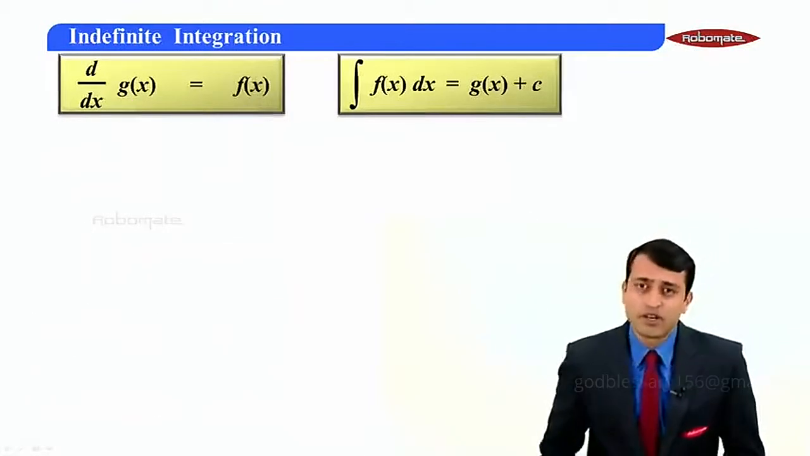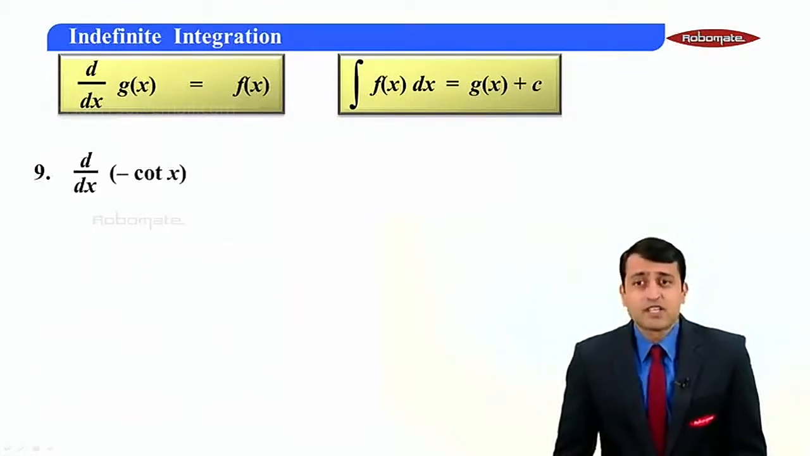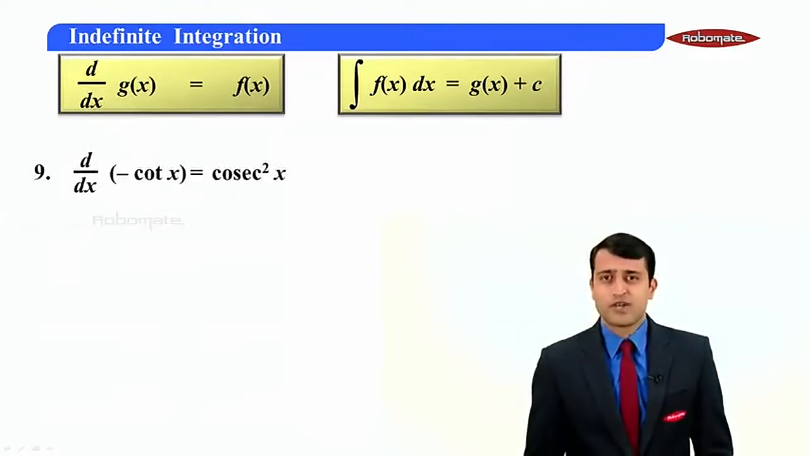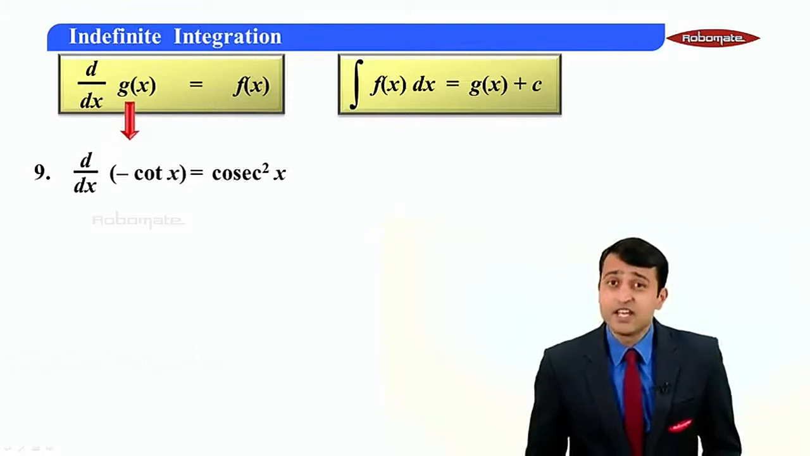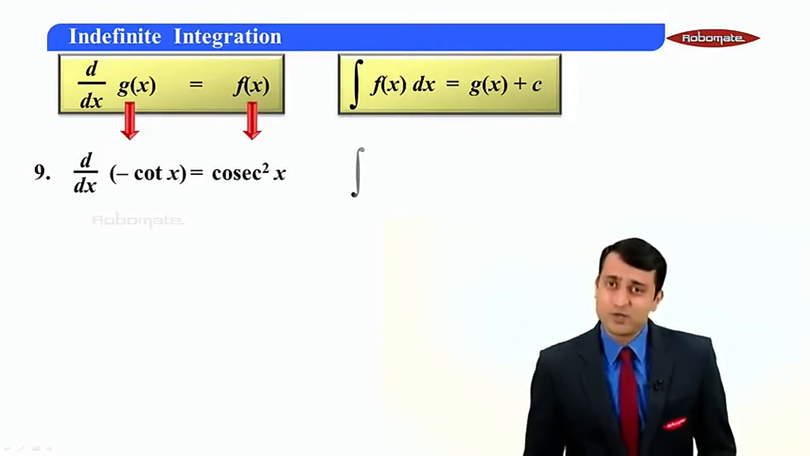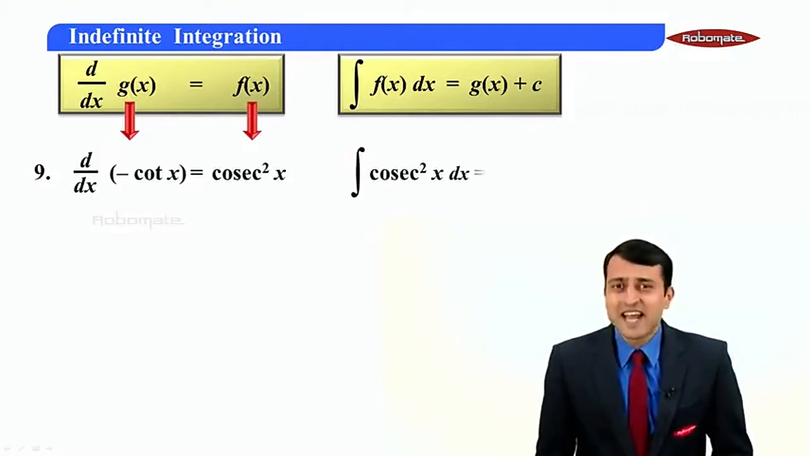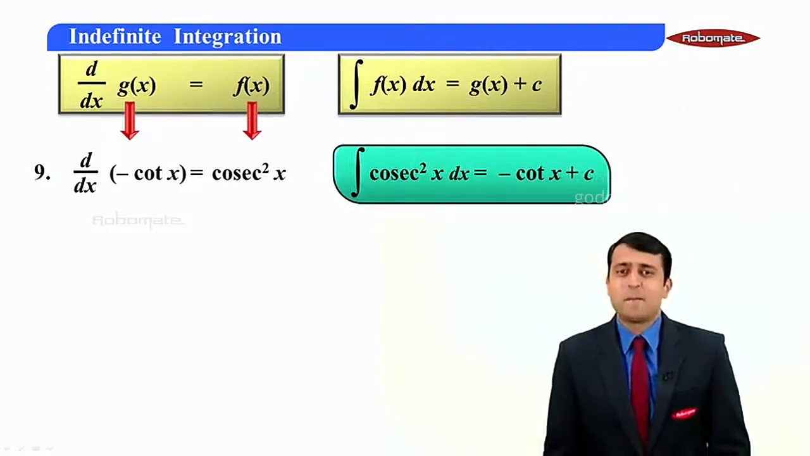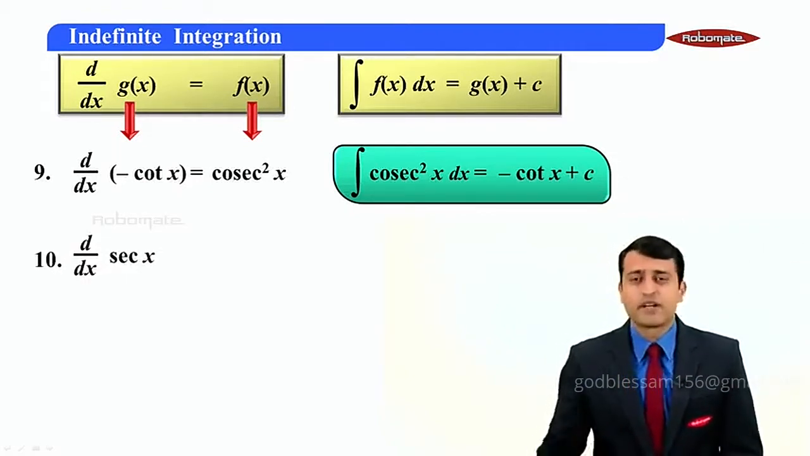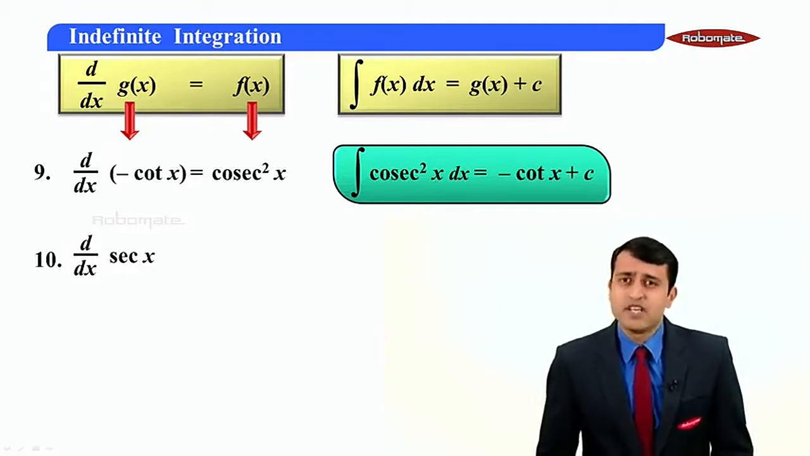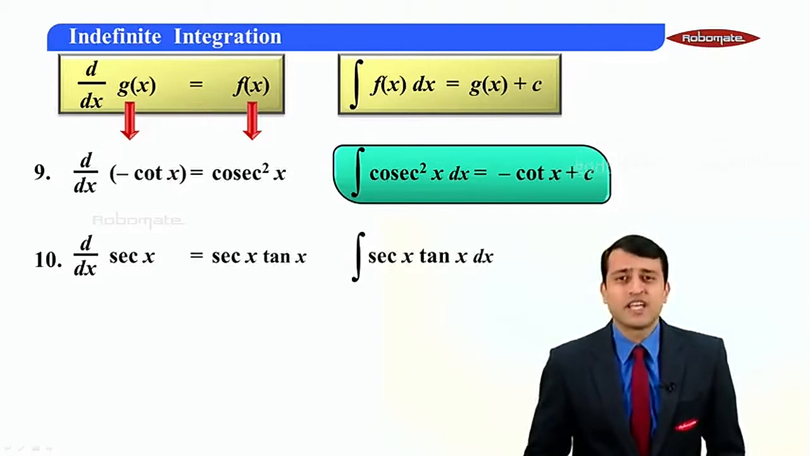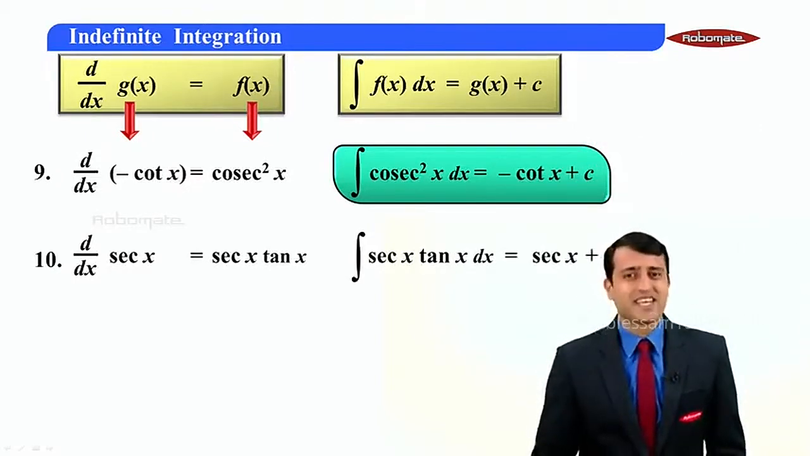Now let us see some more. What we have here is d by dx of minus cot x. What is d by dx of minus cot x? Cosec square x. So what is g of x in this case? It is equal to minus cot. What is f of x? It is cosec square. So what does the definition say? It says that integral cosec square x dx is minus cot x plus c. Now what next? Some more trigonometric formulas. d by dx of sec x is sec x tan x. So can we say integral sec x tan x is sec x plus c?